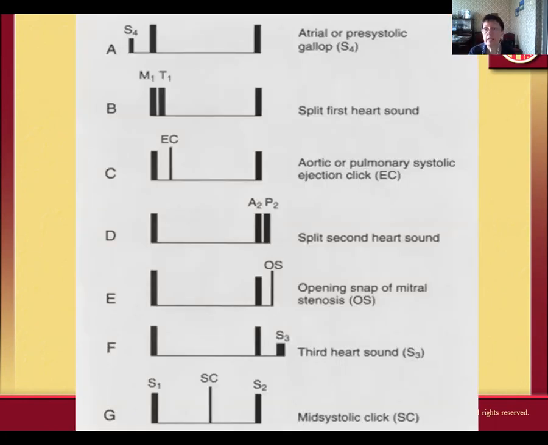Well, here is the table of different additional sounds that we can auscultate in different pathology. There are gallops here, there are splittings of the sound, and you should understand that additional sound may appear not only in diastole but also in systole. Here we see the mid-systolic click, it is between S1 and S2. This sound may be heard, for example, in mitral valve prolapse.